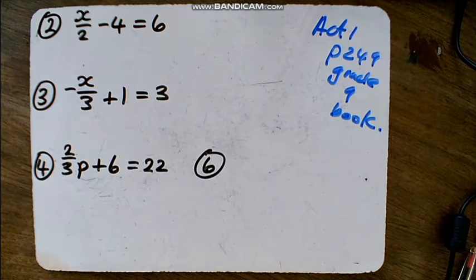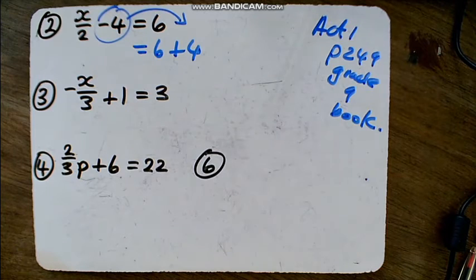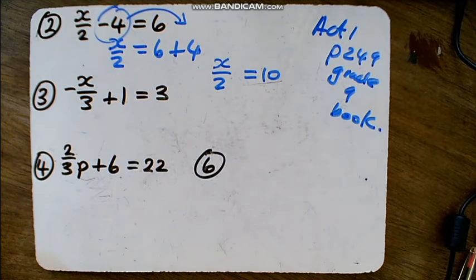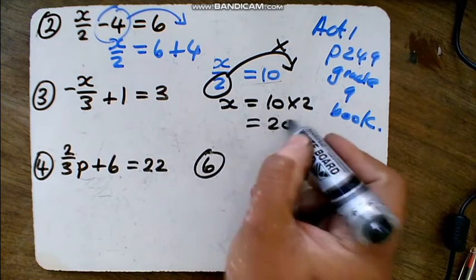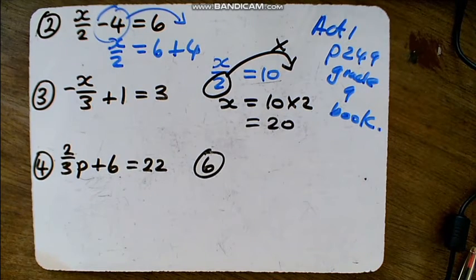Right, class? Number 2. A lot of children here will say times 2, times 2, times 2. A lot of them will do that. The first thing you're going to do is move the plus and the minus 1 over first. So the first step will be to move the minus 4 from the left hand side to the right hand side. That will give us 6 plus 4 on the right hand side. On the left hand side, what's left? So x over 2 is equal to 10. Right? So what is the opposite of divide by 2, class? Times 2. 20. That's good.